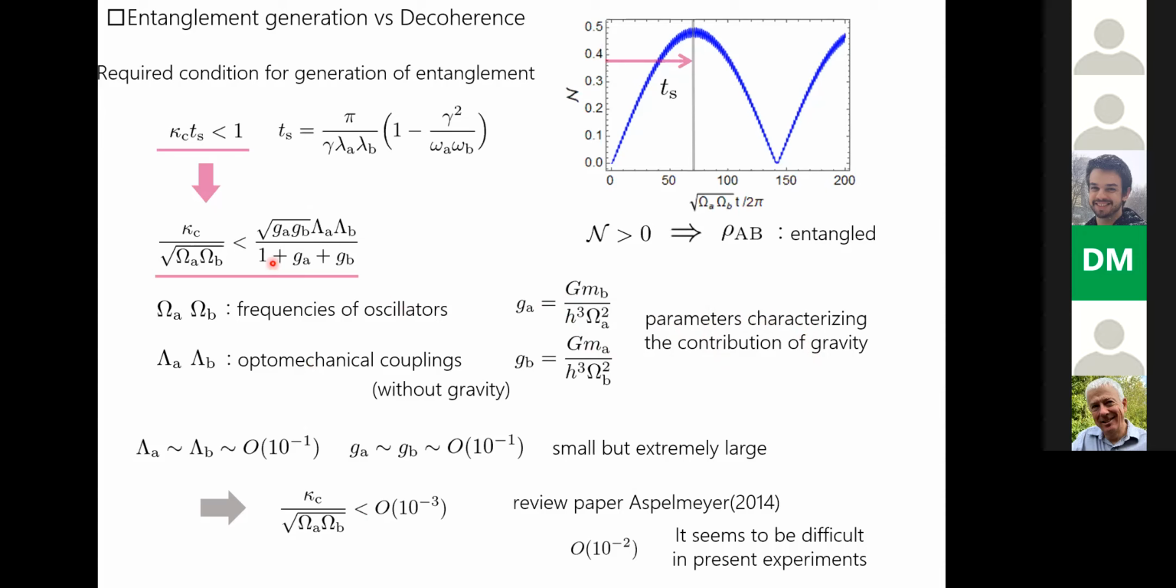The couplings appearing in the right-hand side of this condition are typically small. Evaluating these couplings as 0.1, which is a very large estimate, the right-hand side is around 10 to the minus 3. According to this review paper, the value realized in the present experiments is 10 to the minus 2. Hence, this has not been reached yet in the present experiment. It seems to be difficult for the detection of quantum entanglement due to gravity.